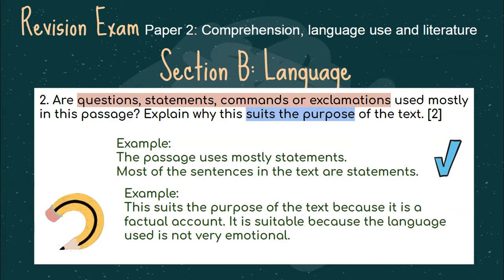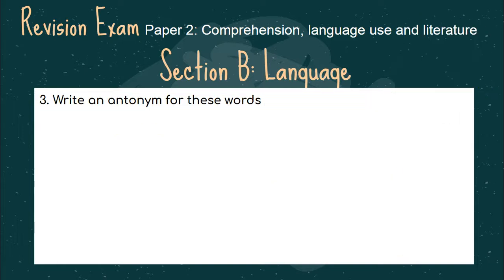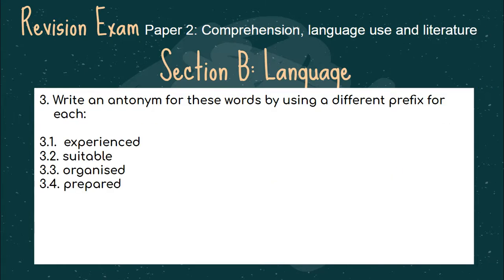If it was, perhaps there would have been more exclamations. It suits the style of this personal account, which explains what happened. You can get a sense from this passage that the person's not being too dramatic. They're pretty much stating what happened in a fairly matter of fact way. Although what happened was dramatic, his style is not very dramatic. So you can get 2 marks for mentioning anything along those lines. All right, good.